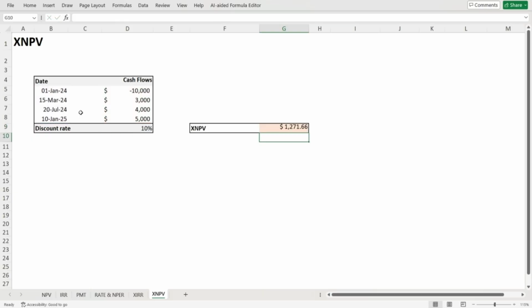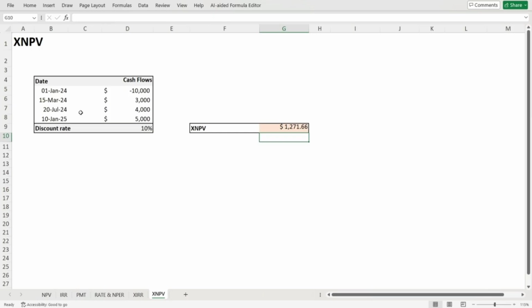Here we get the XNPV of $1,271. This means that the net present value of these cash flows, considering the exact timing, is $1,271. Since it's positive, this investment is financially worthwhile based on a 10% return expectation.